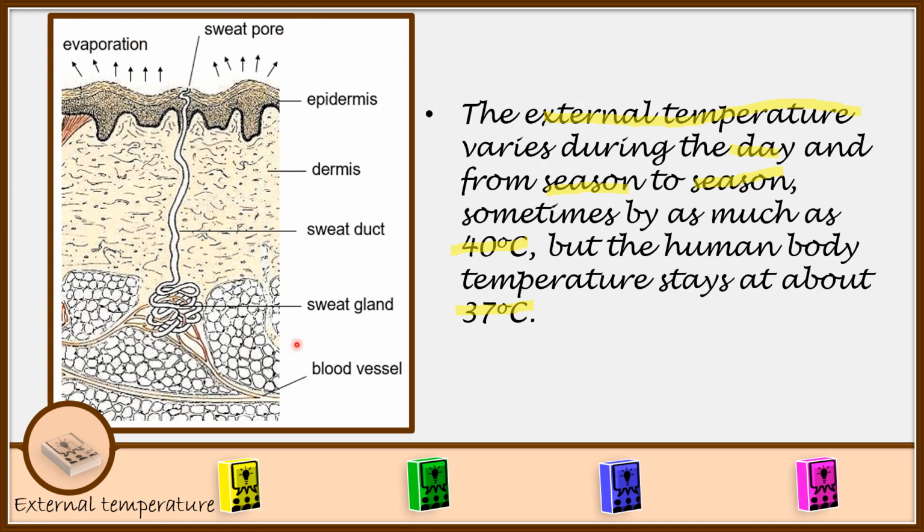The external environment may go above, for example, it may go to 40 degrees Celsius up, but the body temperature is going to be maintained at 37 degrees Celsius. It is maintained at 37 degrees Celsius, despite the fact that the external environment has changed to 40 degrees Celsius. The human body temperature stays at 37 degrees Celsius.